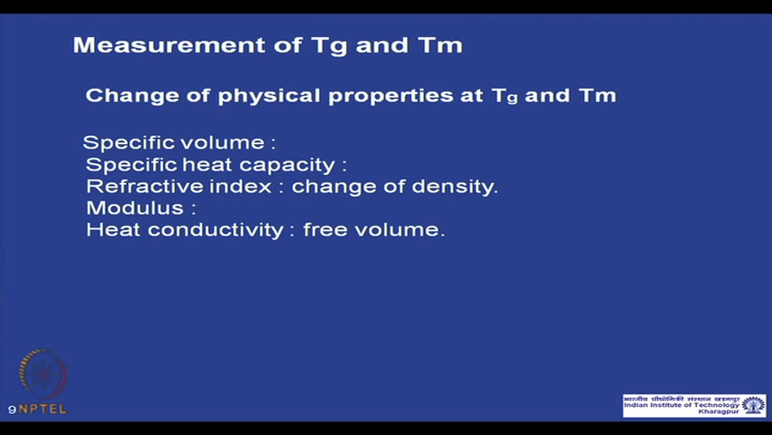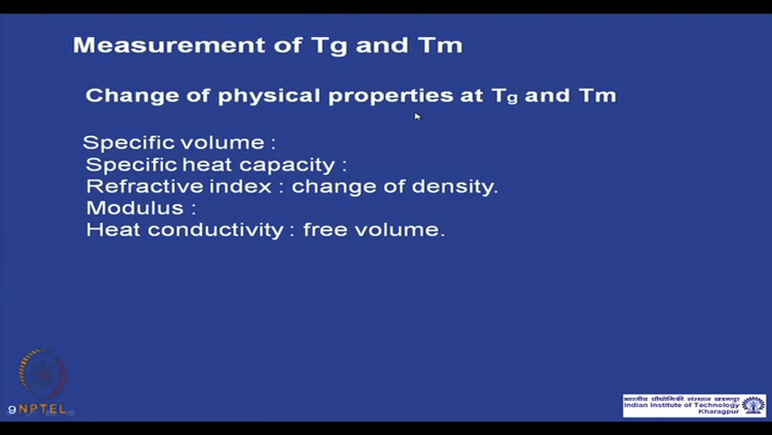Now, we have discussed the concepts of Tg and Tm, and we also discussed how the Tg and Tm depend on the chemical structure of a polymer chain. Now, we will move on and briefly discuss how we determine or measure Tg and Tm in the laboratory.